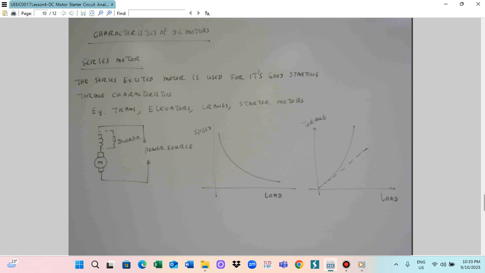In a series motor, when the load increases, the torque also increases, but the speed goes down. So the series motor is not good for the long run; it is only good for starting.